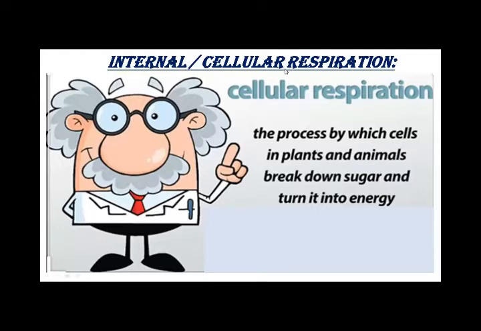Each and every part of the plant will respire, and its cells will respire. So, what is cellular respiration? The process by which cells in plants and animals break down glucose, the sugar, and turn it into energy, to keep the plant alive. There is a breakdown of glucose in the presence of oxygen, and this whole process is done inside the cell. That is why we call this cellular respiration or internal respiration.